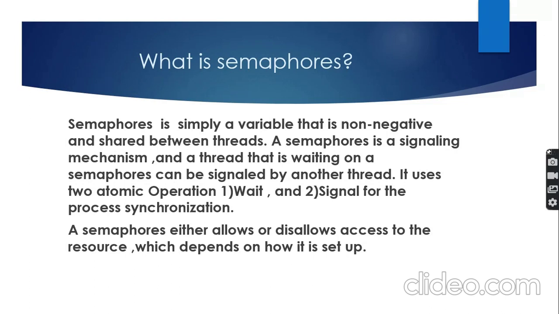A semaphore is simply a variable that is non-negative and shared between threads. A semaphore is a counter whose value is either incremented or decremented. We can also say that a semaphore provides some time to processes that work simultaneously and want the same resources at the same time. And we know that a thread is a small unit of execution.